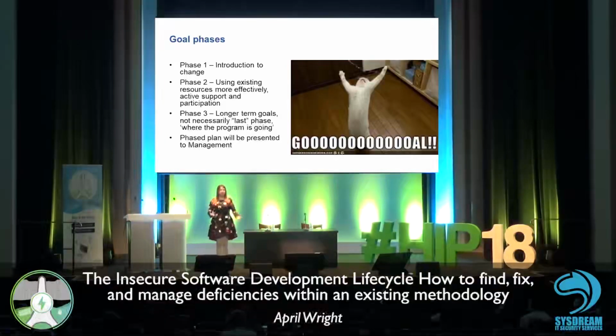So we introduce people to the change. This helps people that don't like change, that we ease them into it. We introduce them to the change. We start using our resources more effectively. This is part of the maturity model. We gain support from other people in the organization for fixing things. And then we have the longer term goals where we're just showing where we want to be. We give this to management.